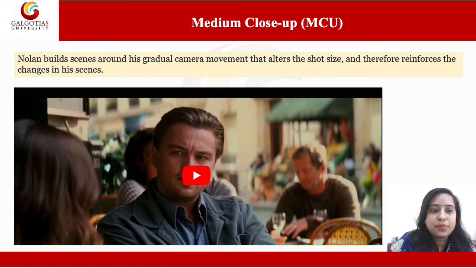So some of the examples of medium close-up shot, there is a scene from Inception that reminds us that the medium close-up shot is a major player in Christopher Nolan's shot list. Nolan builds scenes around his gradual camera movement that alters the shot size and therefore reinforces the changes in his scenes. So watch this scene and then you will see how the shots work in combination. Especially notice how Nolan sticks with medium shot and medium close-ups until the big reveal.